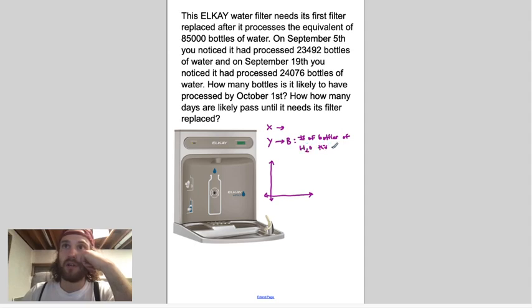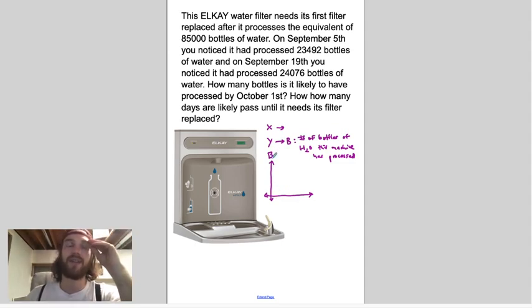This machine has processed. And that is technically, since it's already started, since it was installed. Okay, so y is going to be represented by the capital letter B, which is the number of bottles of water this machine has processed. Okay, that's our vertical axis, the thing that we're measuring.